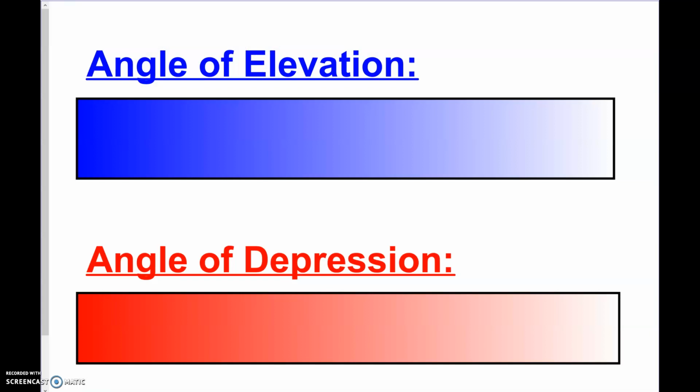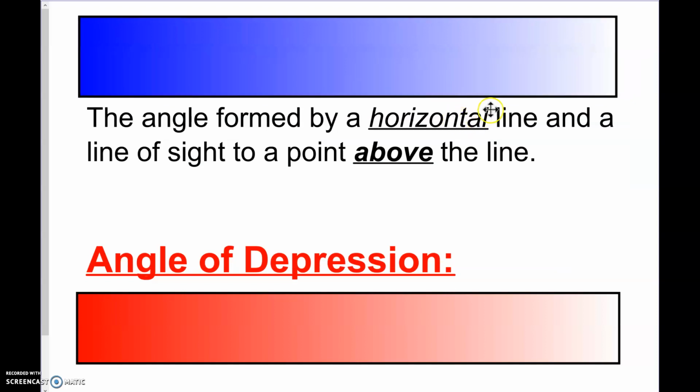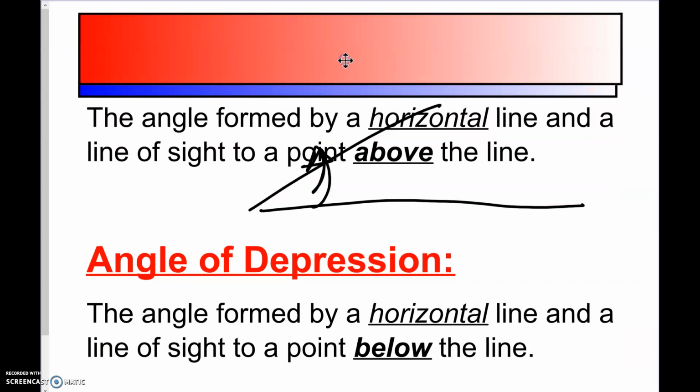All right, so the angle of elevation is the angle formed by the horizontal line. That's where I'm talking about your eyes. Your eyes go straight out horizontally, and then the line of sight goes above the line. So you're looking straight out, and your eyesight goes above. This is what would be considered an angle of elevation. And then the angle of depression is just the opposite of that: the angle formed by the horizontal line to a sight below that horizontal line.